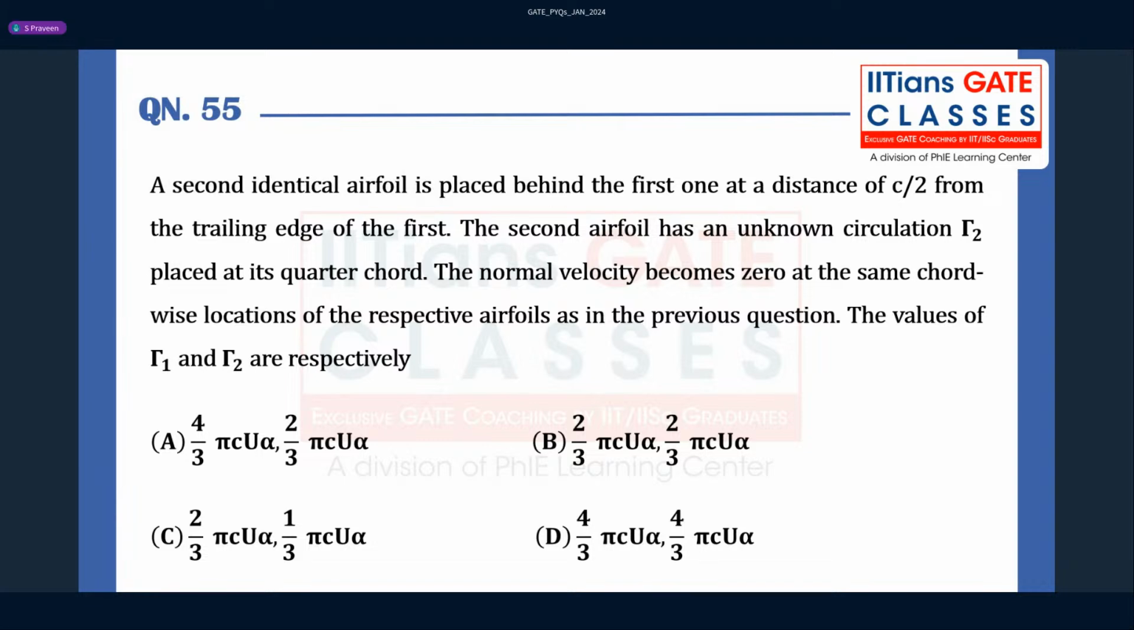A second identical airfoil is placed behind the first at a distance of C by 2 from the trailing edge of the first. The second airfoil has unknown circulation gamma 2 placed at its quarter chord. The normal velocity becomes 0 at the same chordwise location of the respective airfoils as the previous question. The values of gamma 1 and gamma 2 are respectively. So again, this is a pretty tricky problem. So let's draw this.